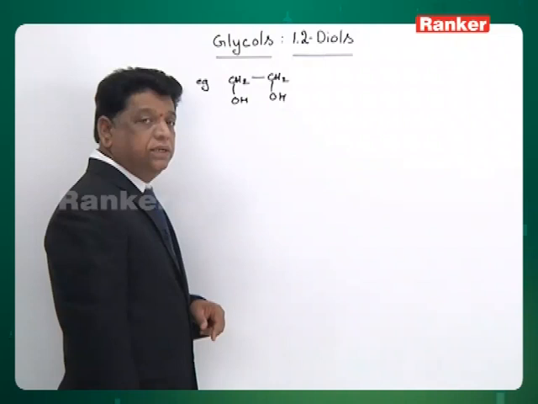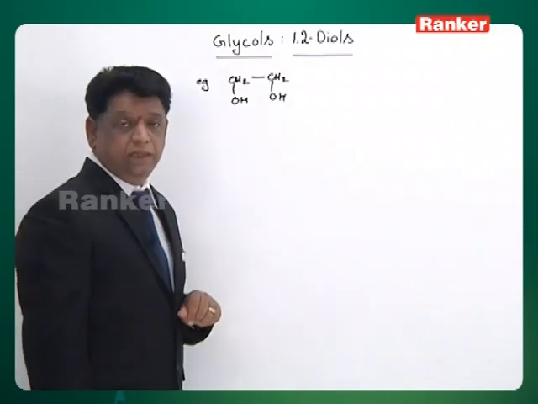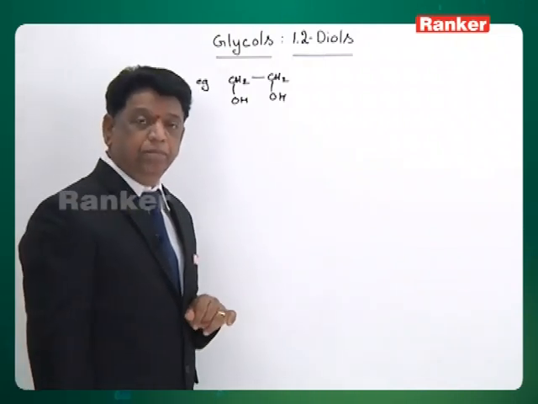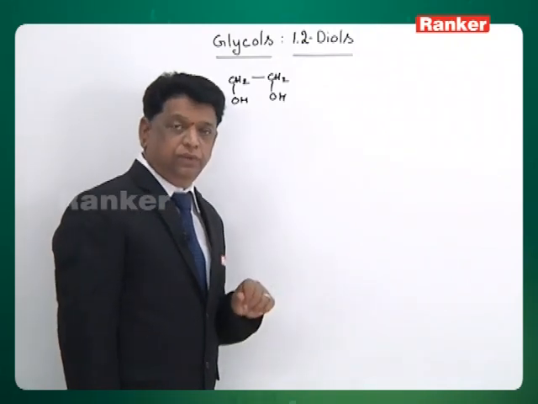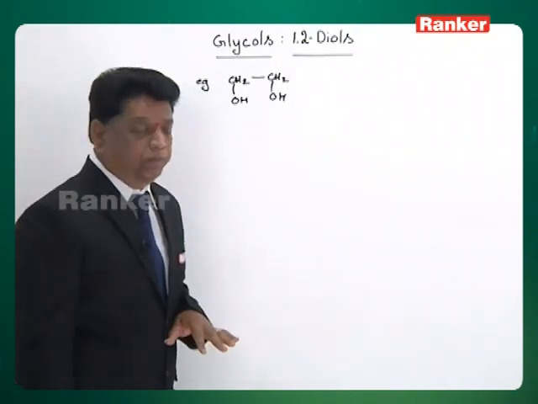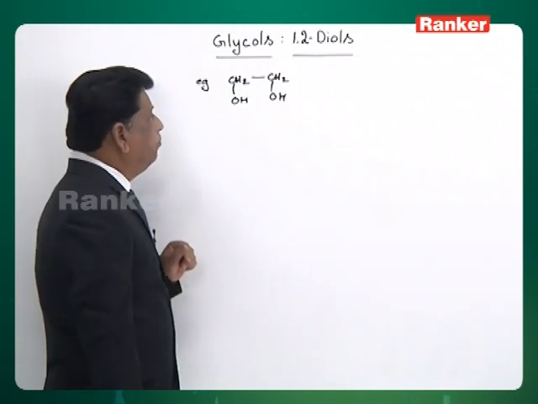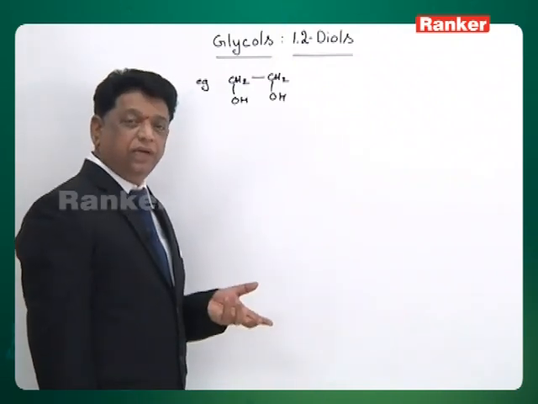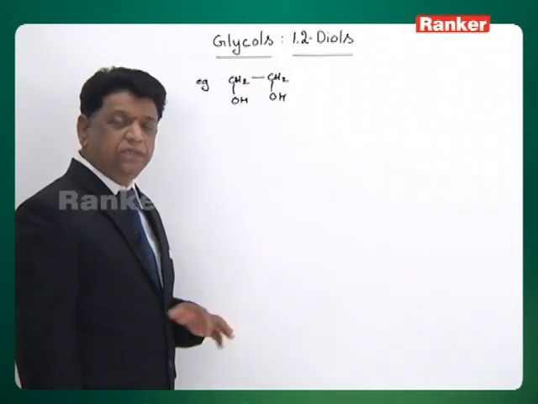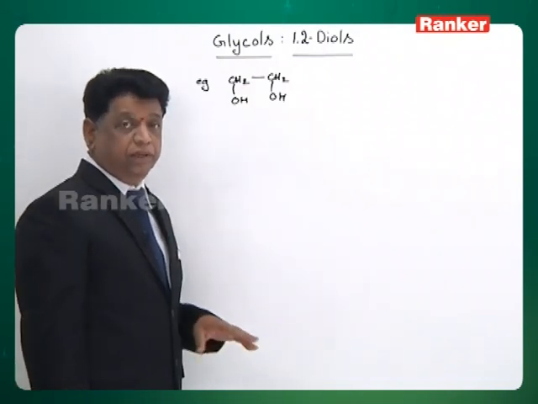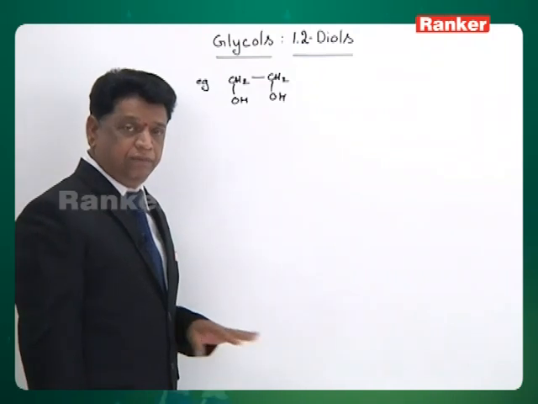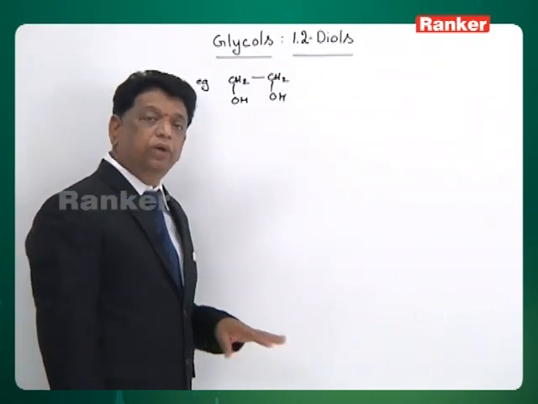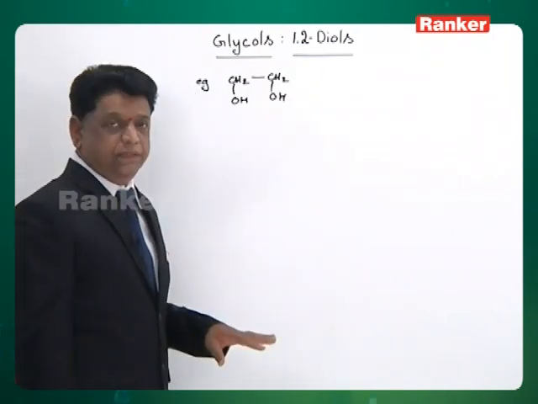But for 1,2 diols, the preparation as well as some of the specific properties are important with reference to JEE and EAMCET also. So let us see how these diols are prepared, and how these compounds slightly differ from the rest of the compounds. General preparations and general properties of alcohols we have already covered, so I will not go into the general properties of OH.